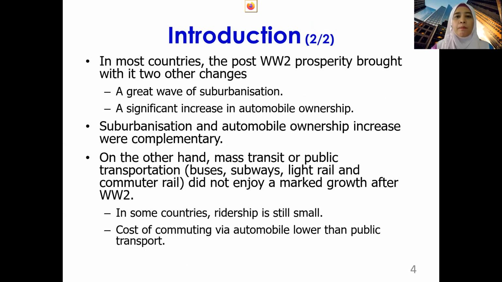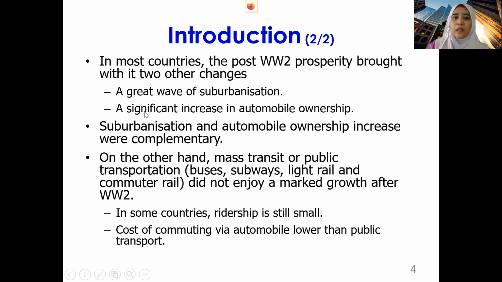Now, in most countries, the post-World War II prosperity brought with it two other changes. After World War II, we see there's a boom in the economy, and with it came prosperity. When there's prosperity, there were more opportunities for jobs, for instance, higher income. So that brought upon a great wave of suburbanization. When people are looking for places to stay, they move from the city area to the outer city area, because they may find cleaner air, less congestion, more spaces for the children, better schools maybe in suburbs. So a great wave of suburbanization.